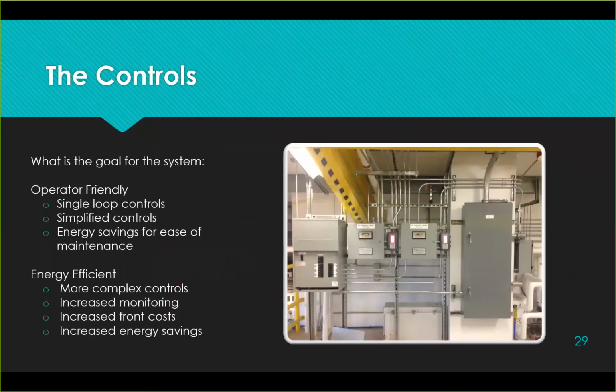For operator-friendly systems, you can do off-the-shelf single-loop controllers. You can put in simplified controls, so each stage has its own controller. Each system has its own controller. What you give up is energy savings for the ease of maintenance sometimes. More energy-efficient systems can sometimes involve slightly more complex controls. They typically require increased monitoring of the systems. There's an increased upfront cost, but you see an overall lifetime increased energy savings as well on these systems.